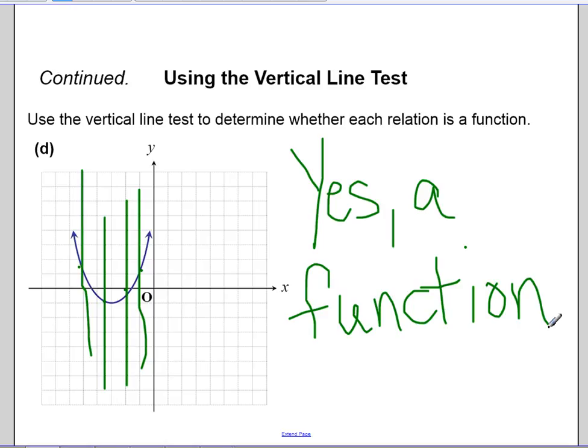So go through and work on the homework assignments for chapter 3. Work on the practice and be ready for the test.